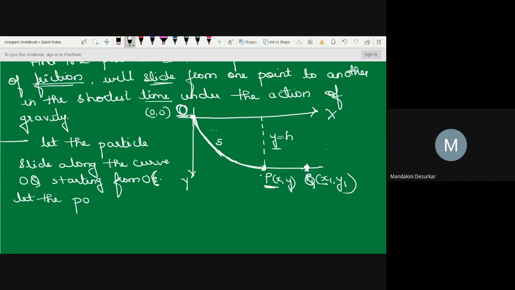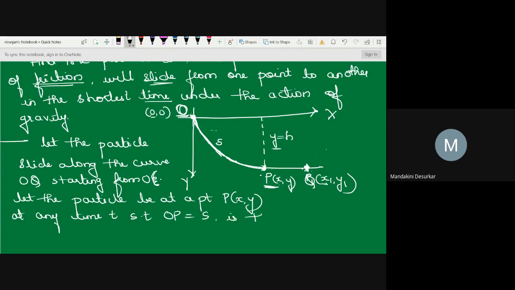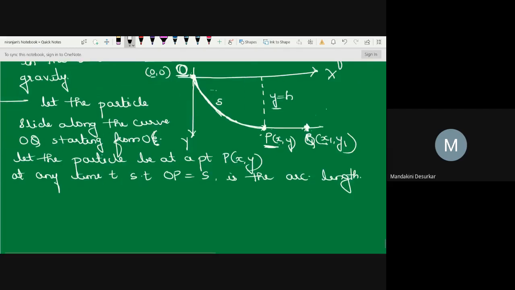Let the particle be at a point, say P (x, y), at any time, say t. So everything I've covered in one step, such that OP is equal to S. What is that S? It is the arc length. Now, the explanation part is over. Do you think any other part is being left out? Everything is defined: O is defined, P is defined, as well as Q is also defined. Now, what do I have to do?